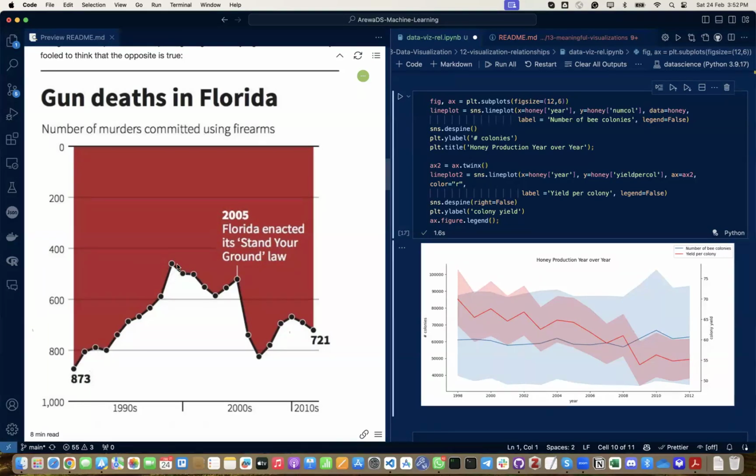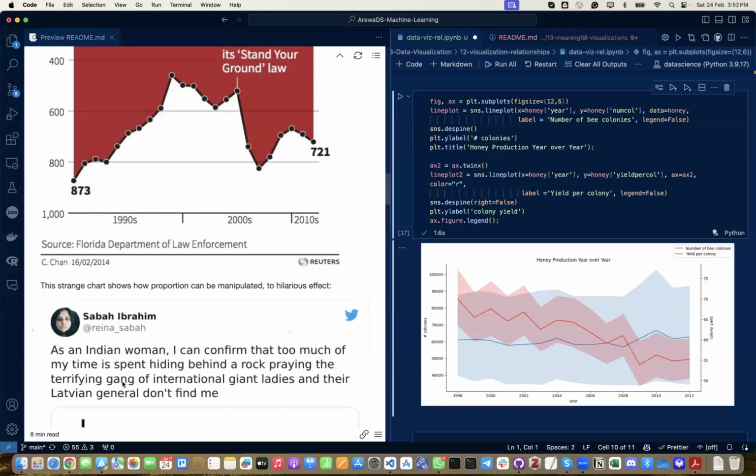If you look at this chart, you will say, yeah, the number of murders has increased. But in actual sense, it was decreasing from the 1990s, then to the 2000s to 2010. So this is also deceiving.